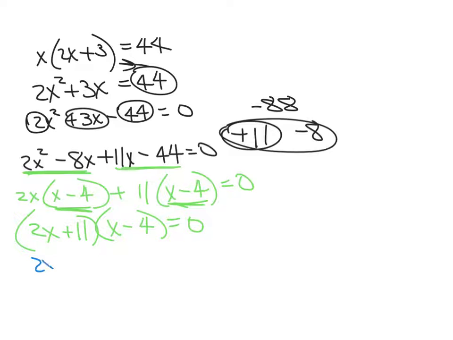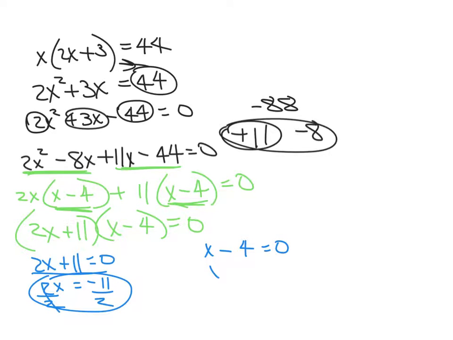So then I write 2x plus 11 equals 0, and x minus 4 equals 0. So over here, subtract 11 from both sides, divide by 2, x is negative 11 halves, and x is 4. Those are my two answers there.